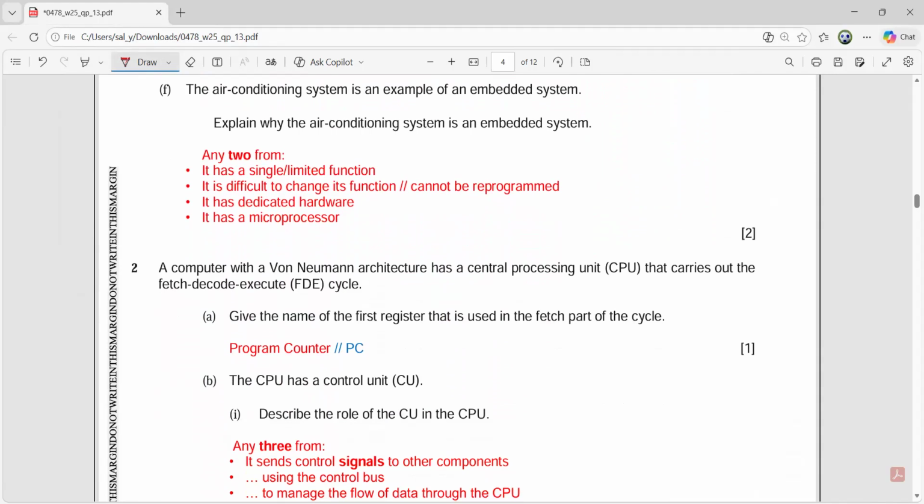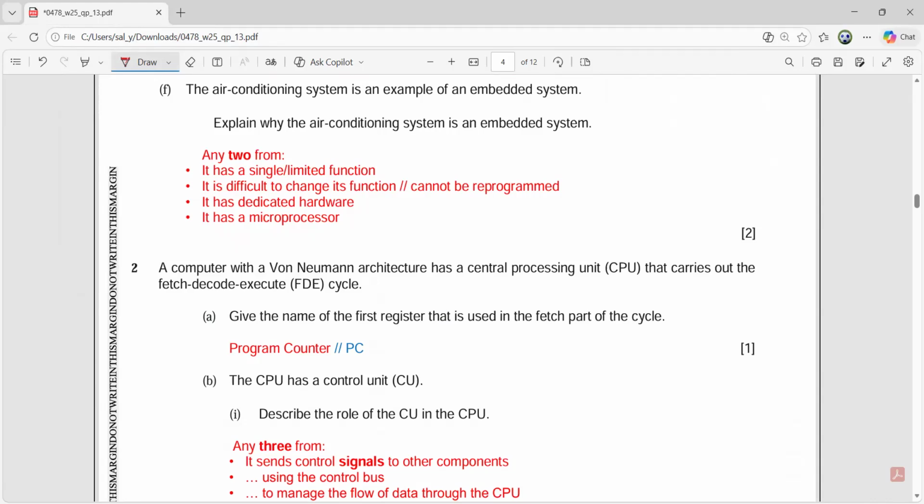A computer with a von Neumann architecture has a CPU, central processing unit, that carries out the fetch, decode, execute cycle or FDE cycle. Give the name of the first register that is used in the fetch part of the cycle. So fetch part, it's program counter.